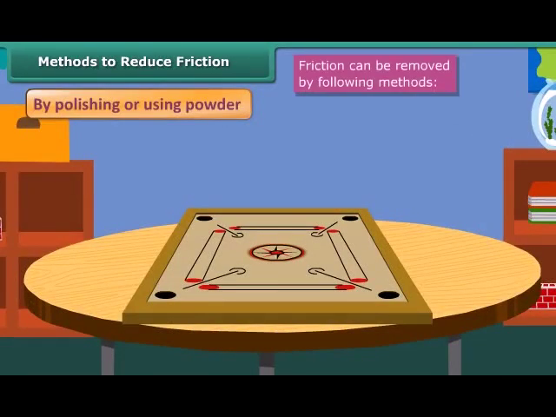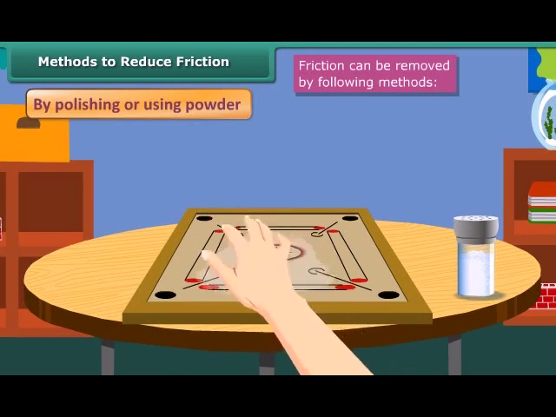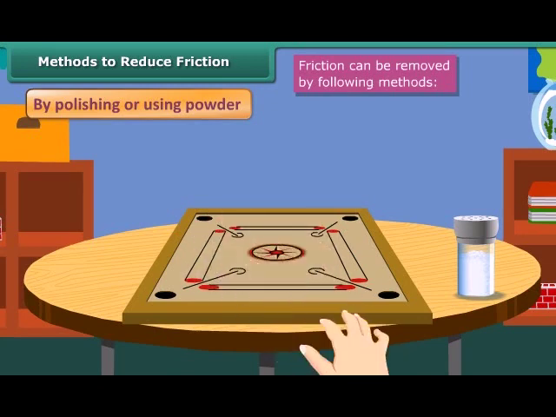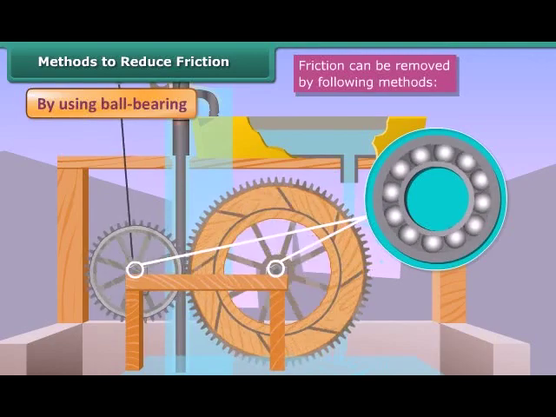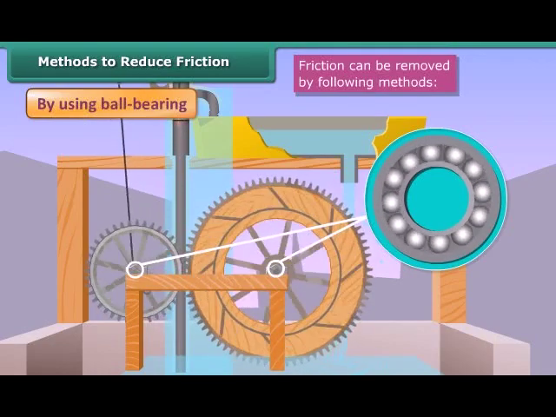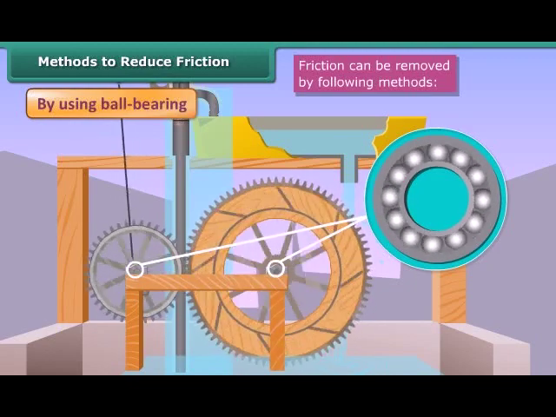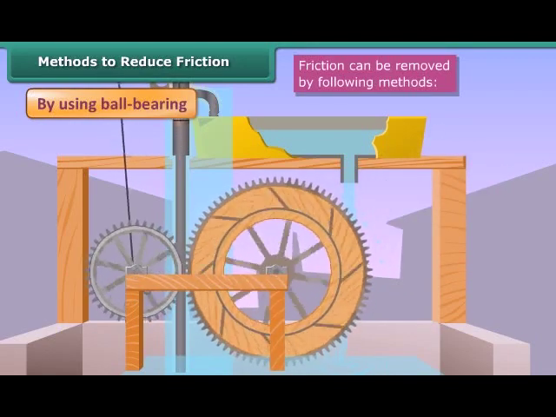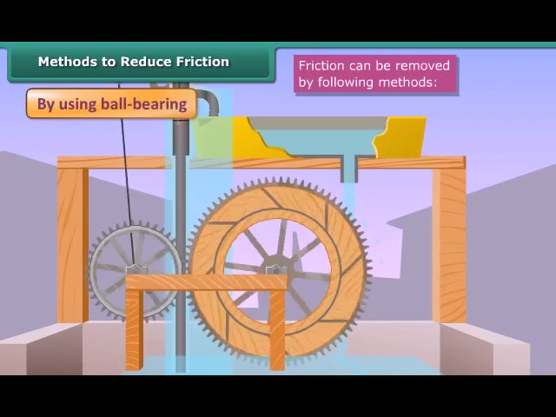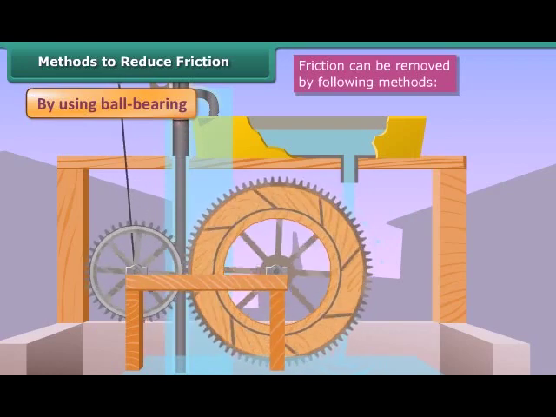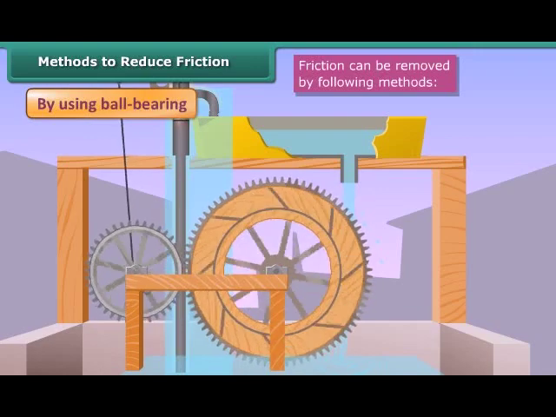Friction can be reduced by the following methods. By polishing or using powder, we can smooth the rough surface. Due to smoothness, the friction is reduced from the surfaces. By using ball bearings. Ball bearings are a hollow circular device containing small metal balls which is fitted around the moving part of a machine like an axle. The ball bearings reduce friction by converting sliding friction into rolling friction.